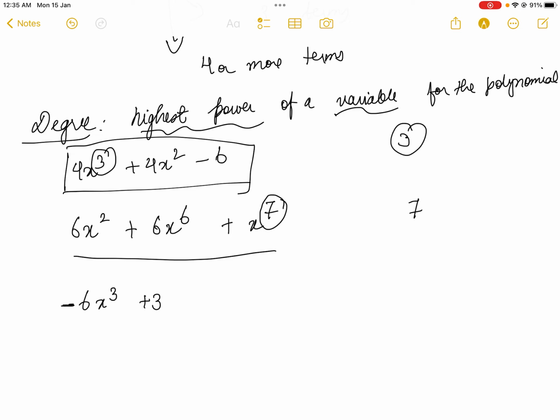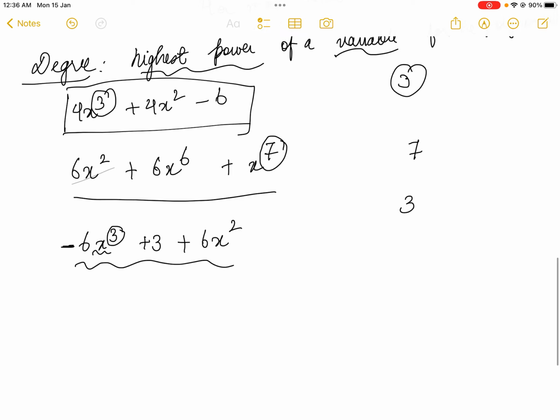It does not matter, just focus on the variable with the highest degree, which is 3. So the degree for this given polynomial is going to be 3. Okay, you're clear with this?